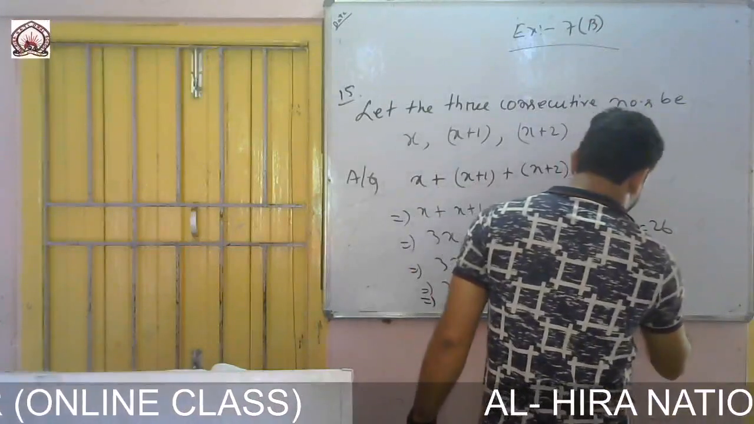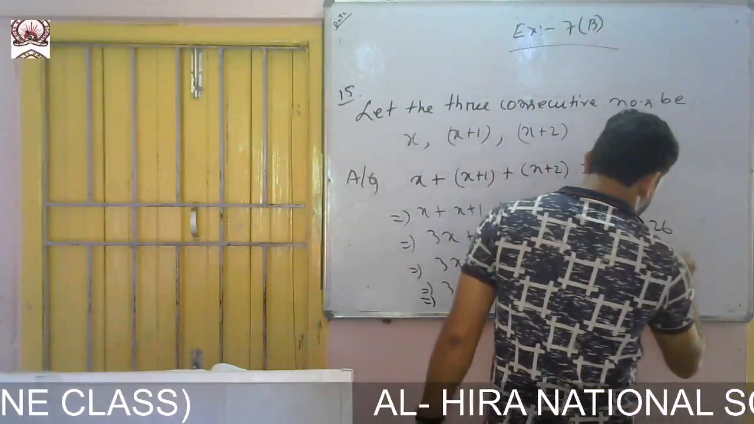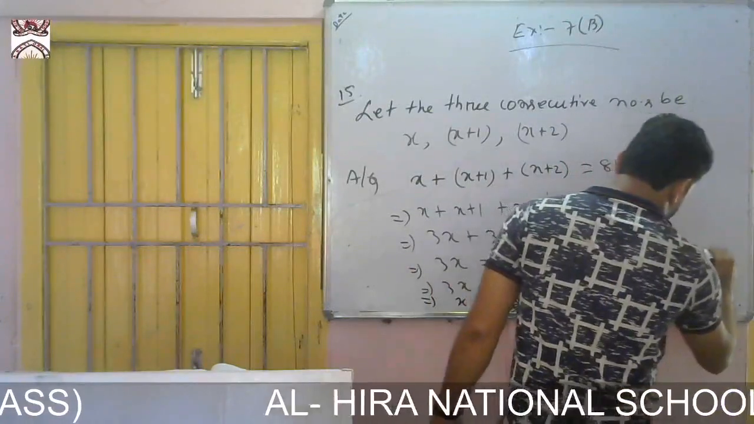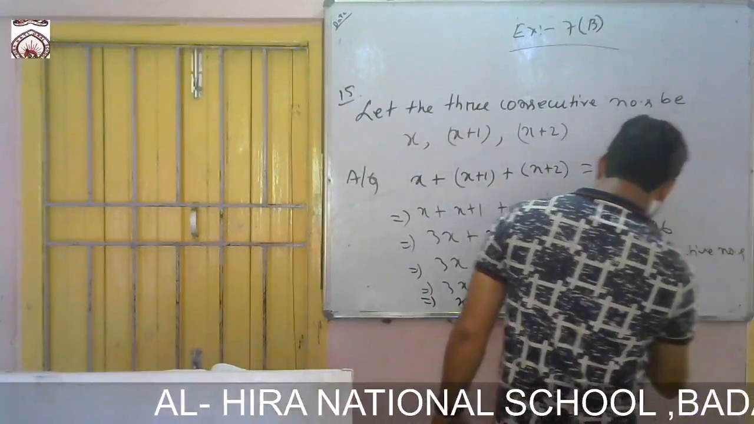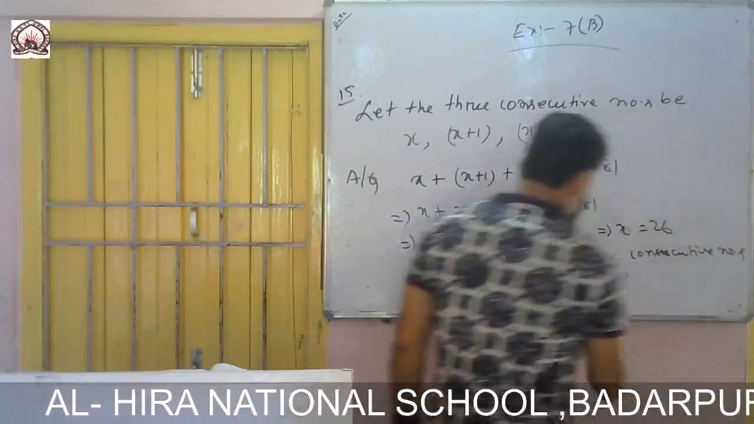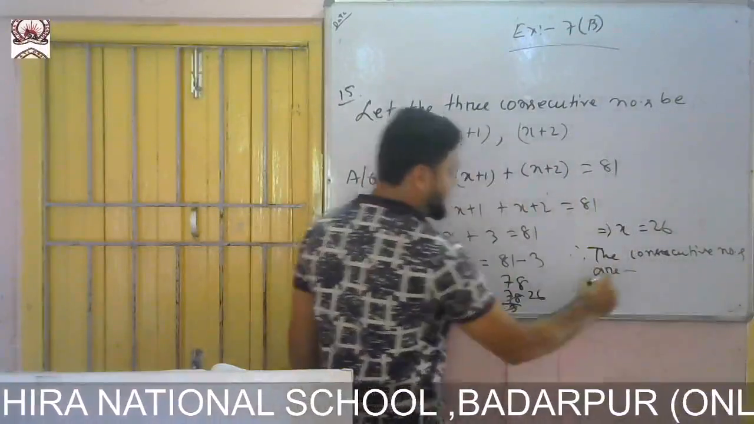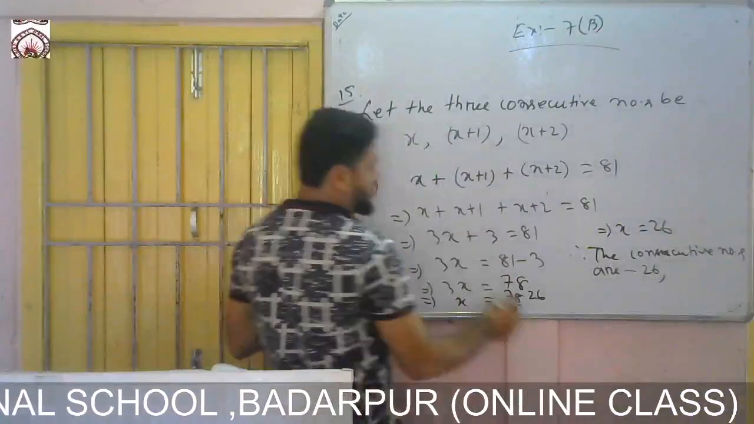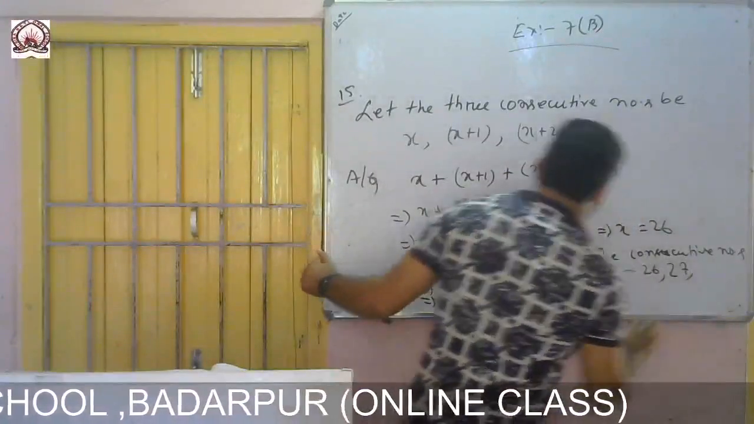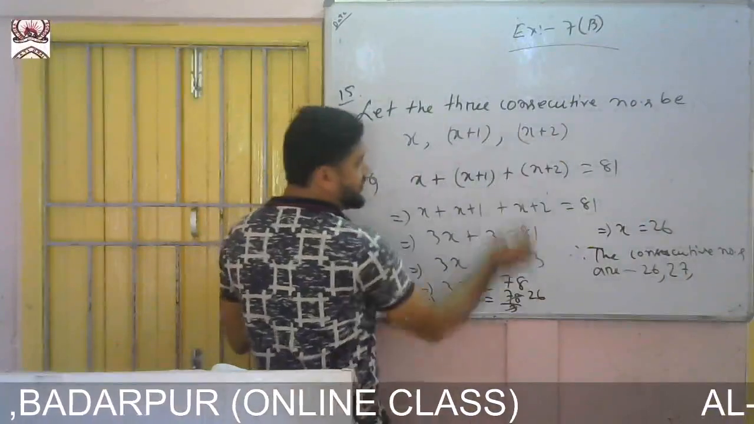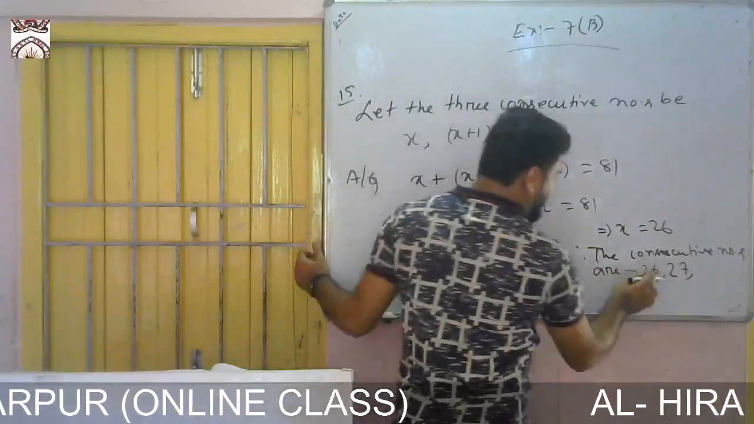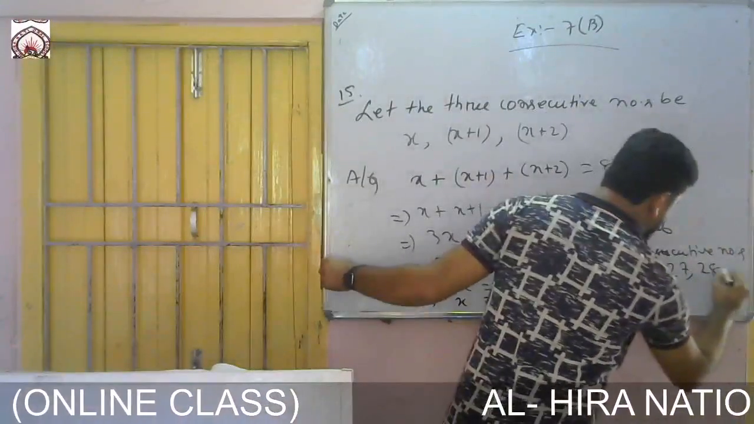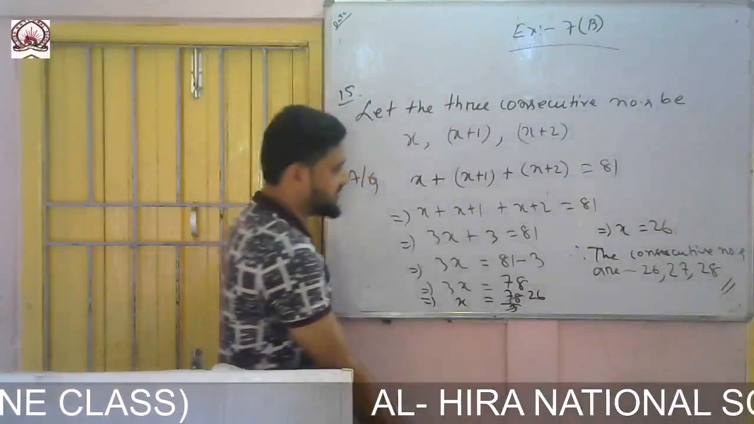Therefore the consecutive numbers are: first one will be 26. Second will be x plus 1, 27. And the last one will be x plus 2, that means 26 plus 2 is 28. So these are the answers.